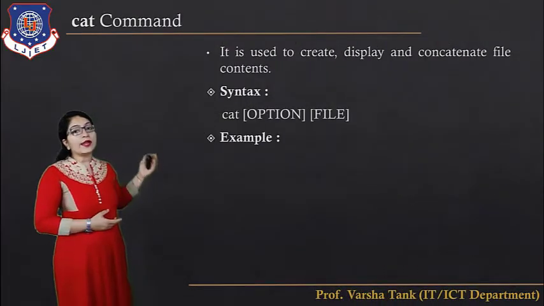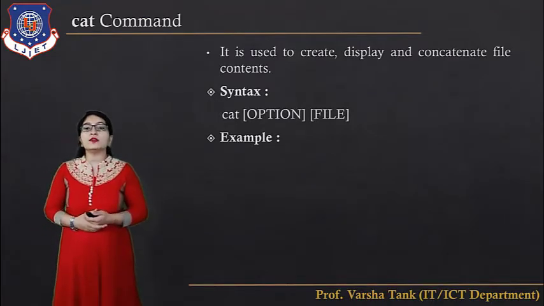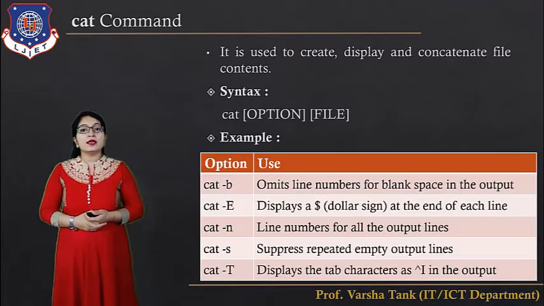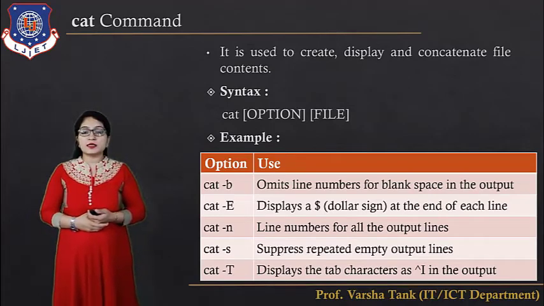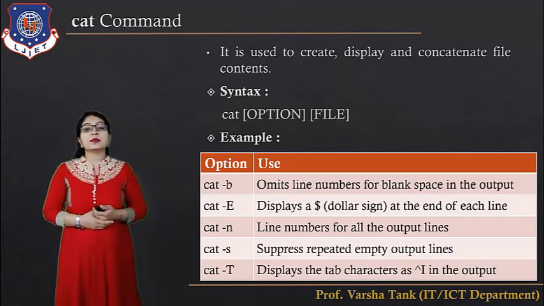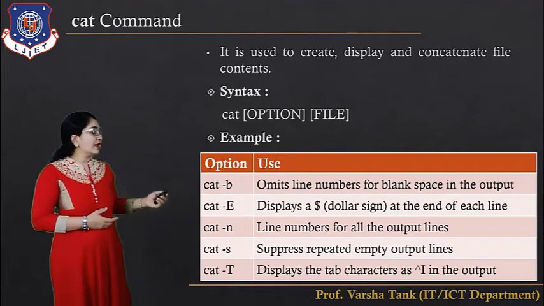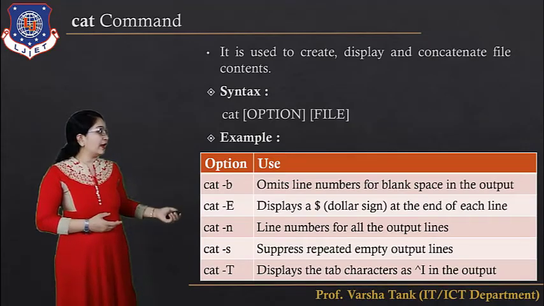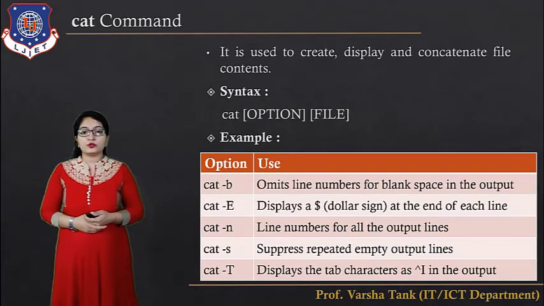Then the cat command. The cat command is used to create, display, and concatenate file contents. The syntax is cat, option, and files. For example, cat -b omits the line numbers for blank spaces in the output. Cat -e displays the dollar sign at the end of each line. Cat -n numbers all the output lines. Then cat -s squeezes repeated empty output lines, and cat -t displays the tab characters as control I in the output.